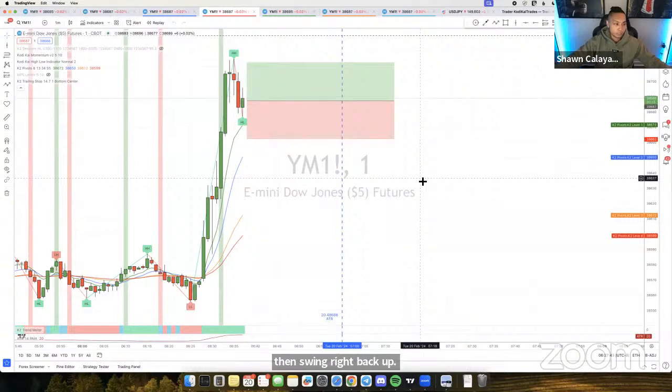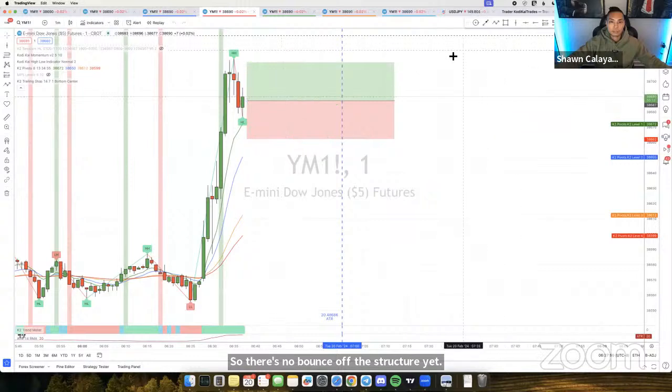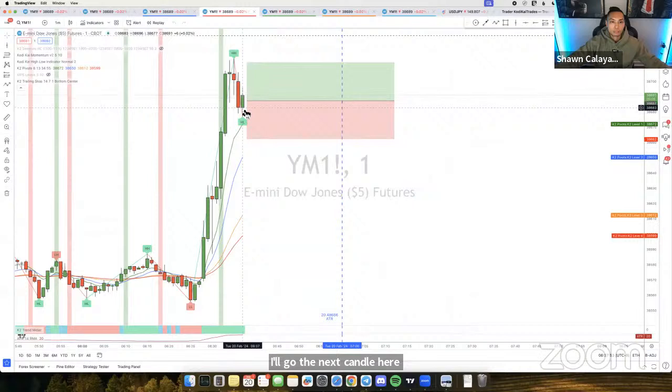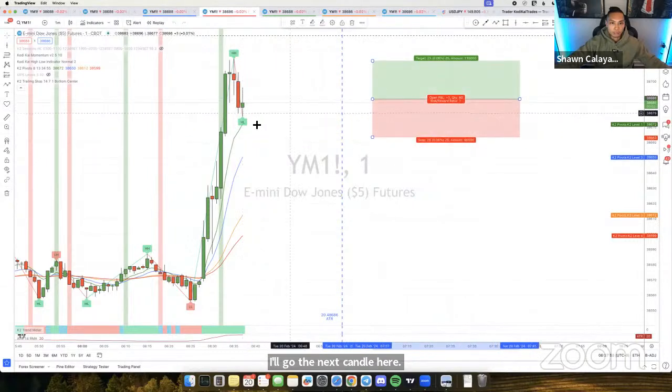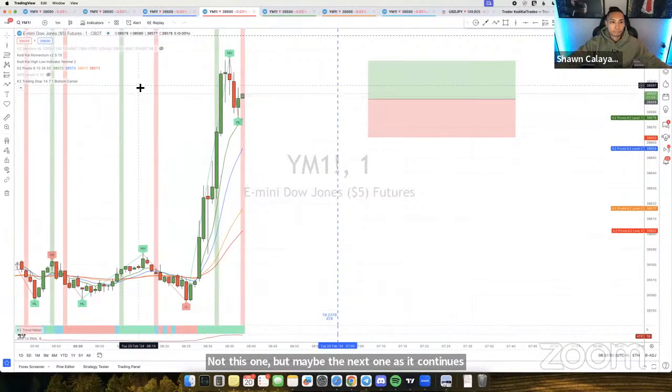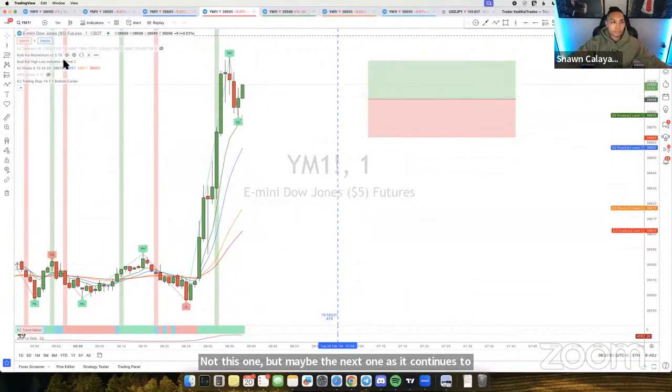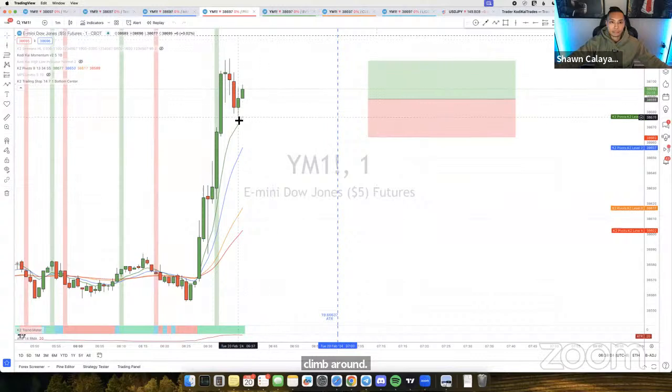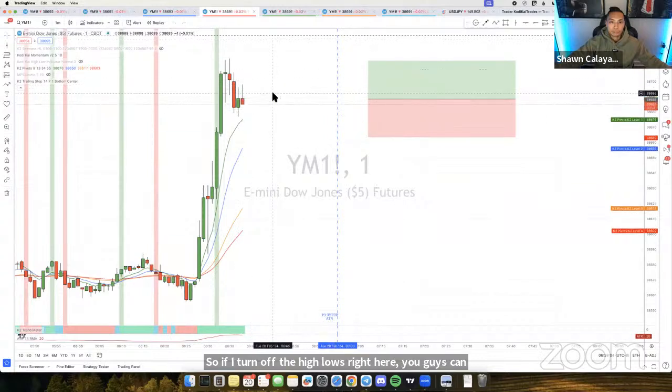So there's no bounce off the structure yet. Probably on the next candle here. Not this one, but maybe the next one as it continues to climb around. So if I turn off the high lows right here, you guys can see it hasn't touched the pivot yet. So we're basically looking for it to come down and then shoot right back up.